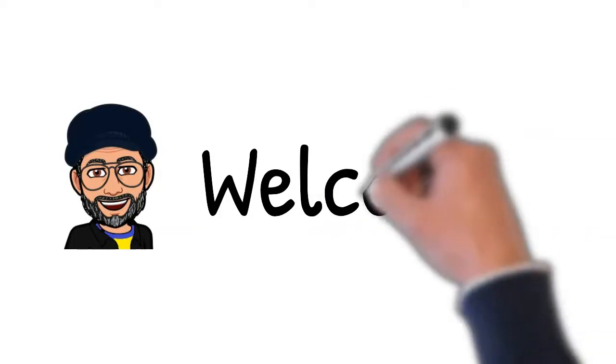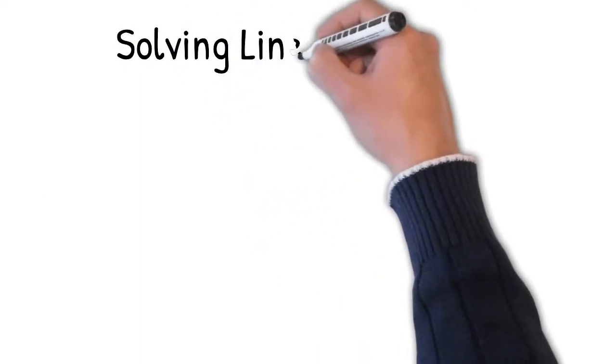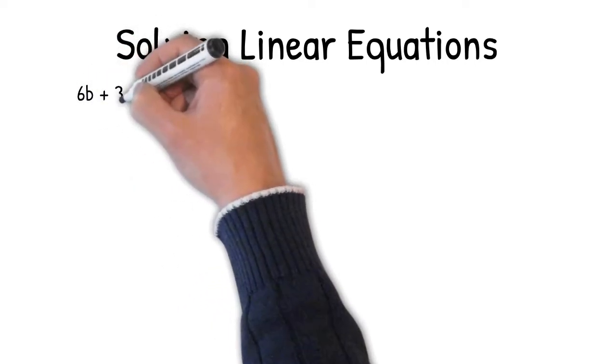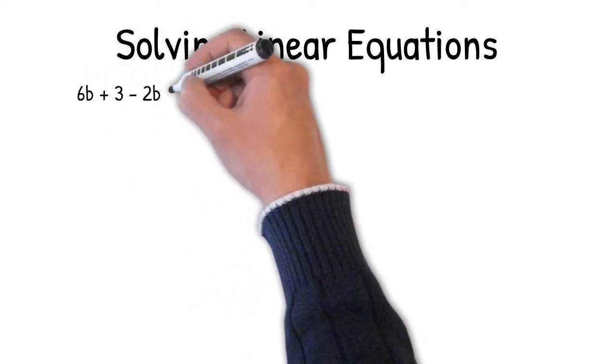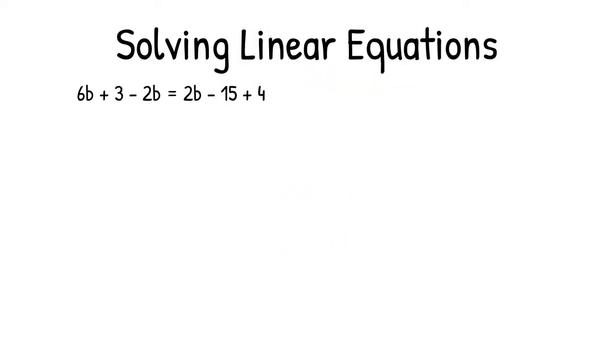This is the seventh and final video in a series of videos in which we are looking at solving linear algebraic equations. In the last couple of videos, we learned how to solve equations using four basic steps: simplify, move, isolate, and check. Let's solve this equation. 6b plus 3 minus 2b is equal to 2b minus 15 plus 4.